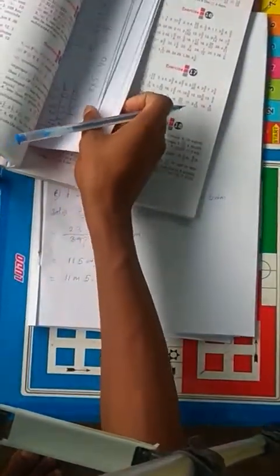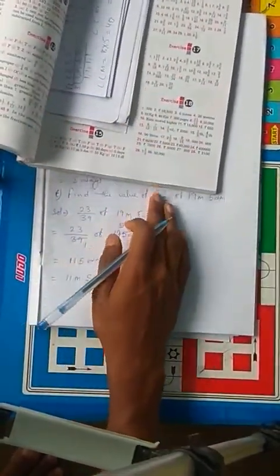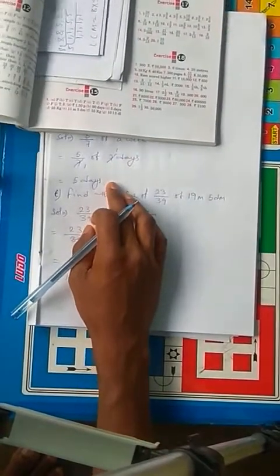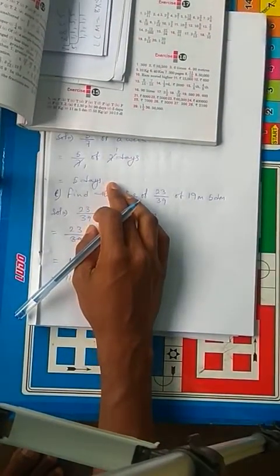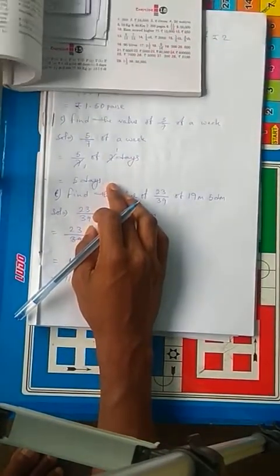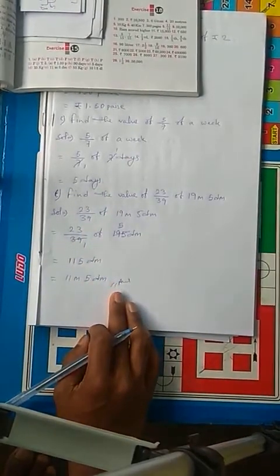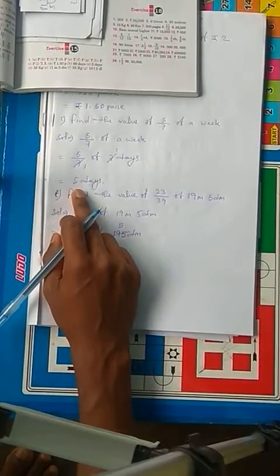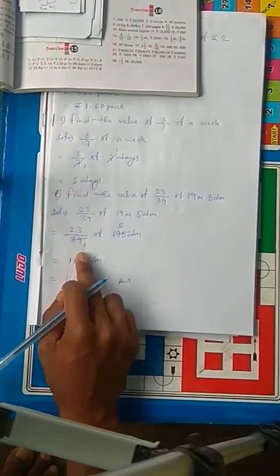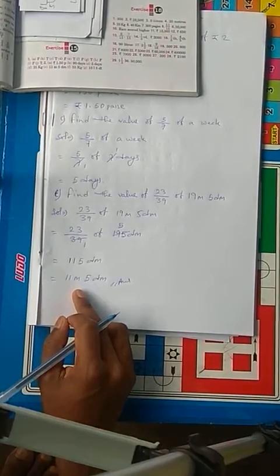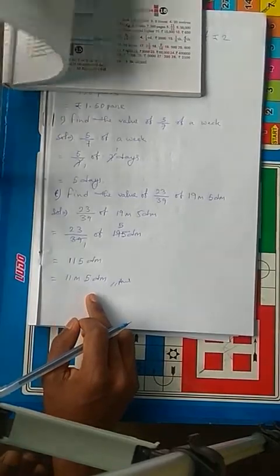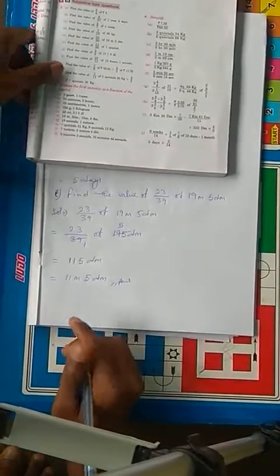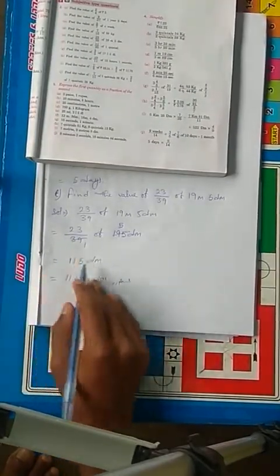Okay, let's check the answers. Number A is 1.50 rupees. Okay, that is the right answer. And number C is 5 days. That is also the right answer. And number E is 11 meter 5 decimeter. Yeah, that is also the right answer. Okay, so similarly you have to do it all.